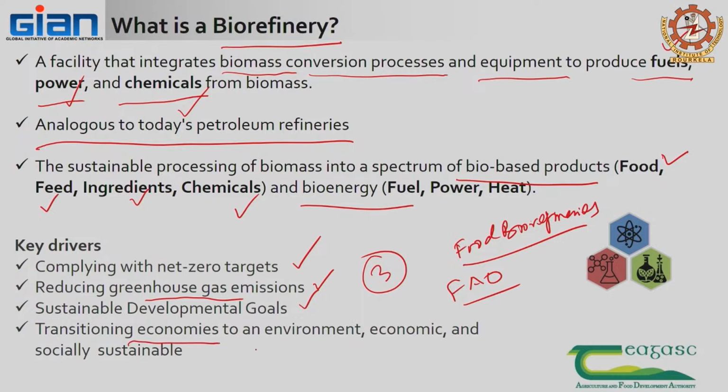Transitioning economies to an environmentally, economically and socially sustainable one. That means moving from a general economy to a circular economy, or you can call it a general economy to bioeconomy. When you establish a bioeconomy, you can again introduce circular. So, circular bioeconomy, it becomes blue when you are dealing with marine sources or freshwater species. Any questions so far with biorefinery?